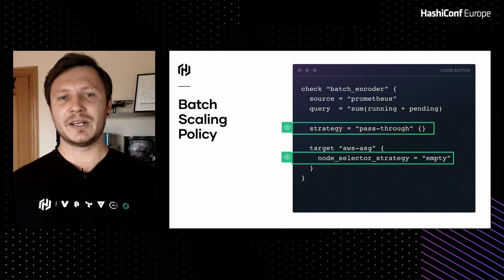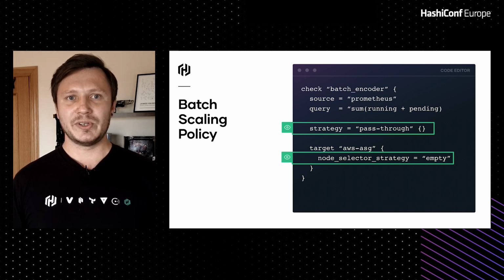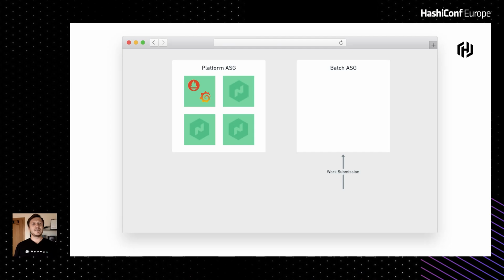We don't want the autoscaler to prematurely remove nodes that are running work. Say this batch work, this encoder job, is 90% of the way through and we migrate that work off, it has to start from 0 again. So this helps avoid that. And this is a quick example of how that might look.